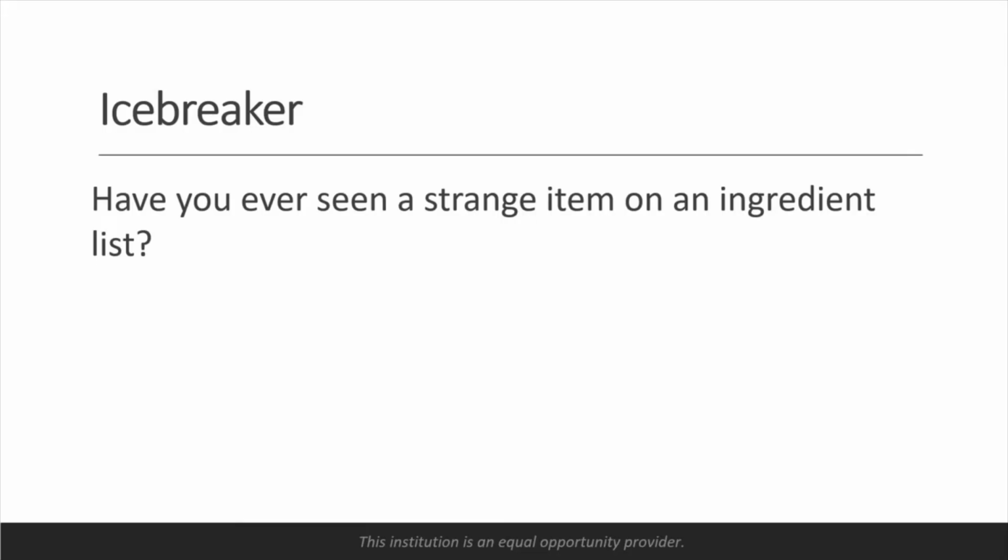Alright, so just to start out with a little icebreaker, I want everyone to think about, have you ever seen a strange item on an ingredient list? With ingredient lists, we're talking about processed foods, and ingredient lists are usually below the nutrition facts, and they list everything that's in the food. They're listed from high to low, meaning that the first ingredient is what most of the product is made of, and then it goes lower from there. So if you've ever seen an ingredient list, chances are you've seen something that maybe you didn't really know what it was or you're unsure of. So hoping to clear some of that up today.